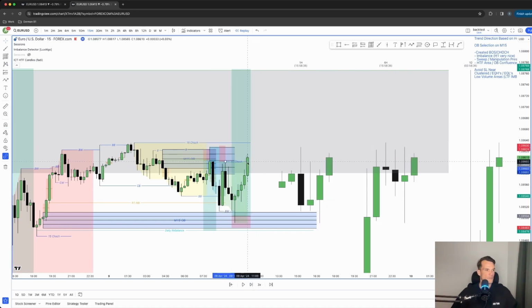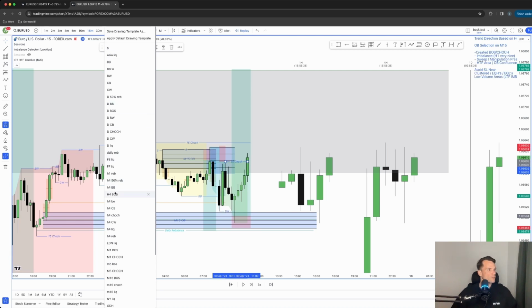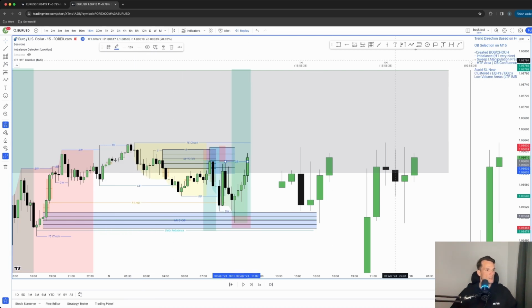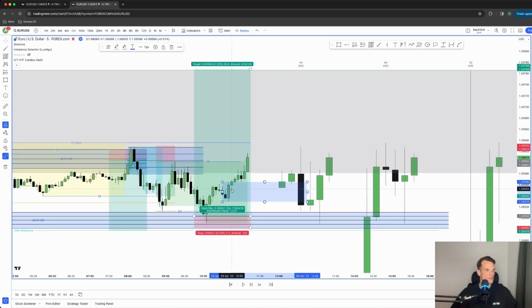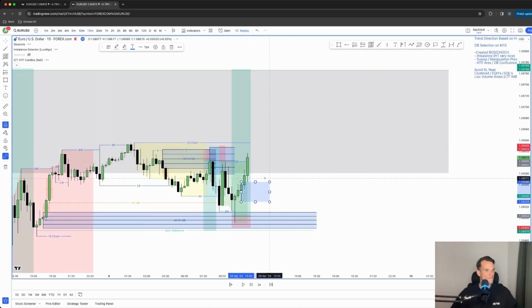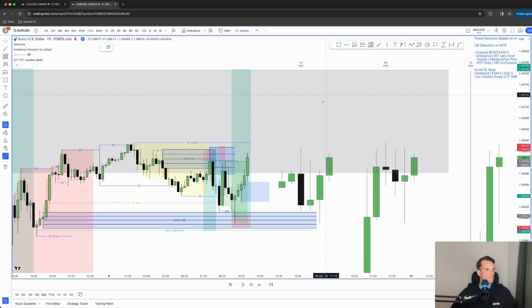There we go. M15 chalk with body. Moving quite impulsive now. Let me just check the M5. A little bit of imbalance here. Let's kind of manipulate this. Kind of two potential options here. This is kind of, let me have a look. Yeah, it's pretty mitigated by this next candle here.